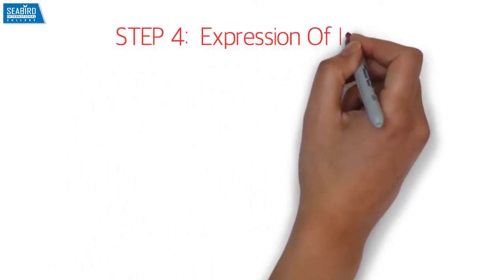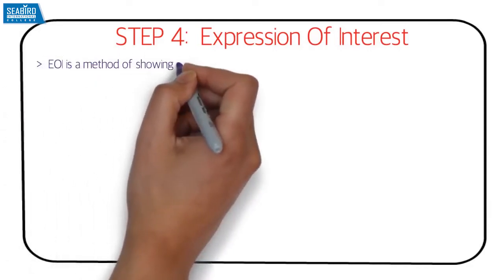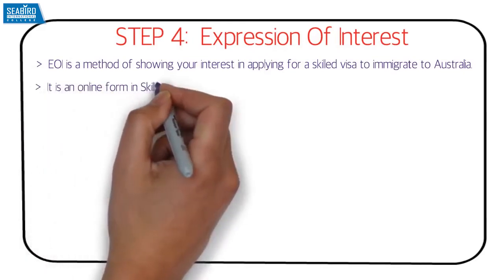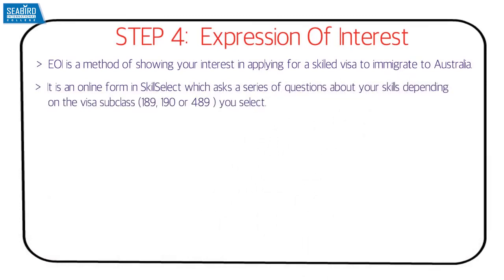Step 4, expression of interest, which is also called EOI. EOI is a method of showing your interest in applying for a skilled visa to migrate to Australia. It is an online form in SkillSelect. Now, SkillSelect is an application, so you need not worry about that.